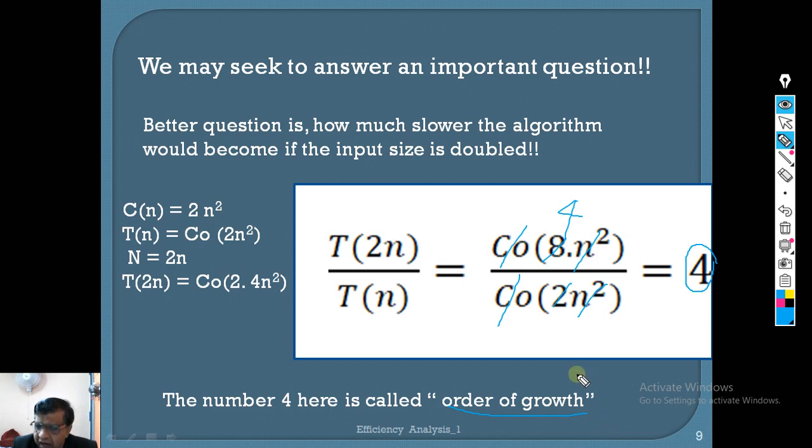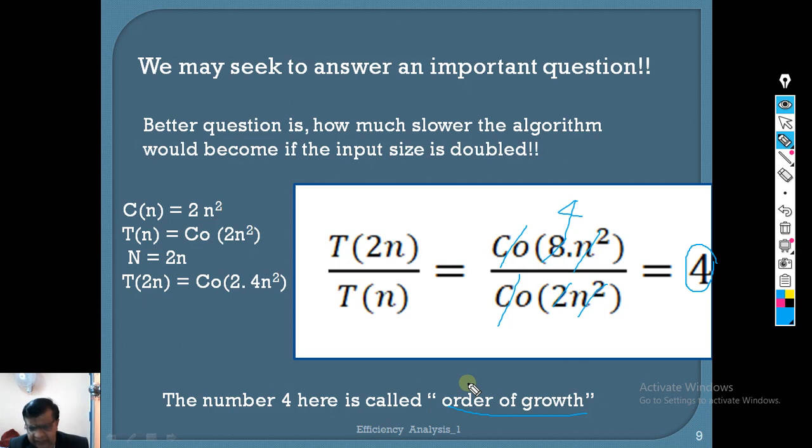Therefore, order of growth is a metric, and we can generalize it something like this: as the order of growth increases, the algorithm tends to become slower. As the order of growth decreases, the algorithm tends to become faster. Therefore, we are expressing some time units in an indirect way.